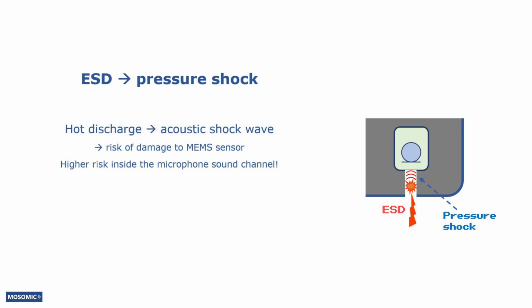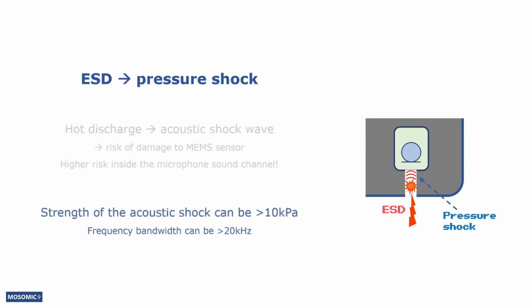The pressure pulse is loud even if it occurs in free air, but it's really loud if it occurs in the very confined space of the microphone sound channel built into the device mechanics. The sound channel directs the energy of the pressure shock directly onto the sound sensor element. The strength of the sound pressure pulse that the microphone is subjected to can easily be in excess of 10 kilopascals, and the frequency bandwidth of the pressure pulse can be much wider than 20 kHz.